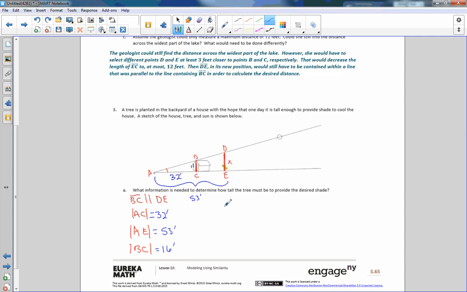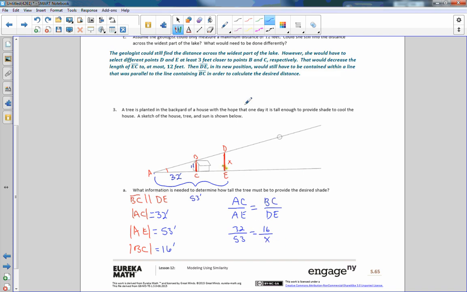Now I can set up my proportion. I know AC and I know AE. So I'd say AC is to AE as BC is to BE. So this little triangle side here is to the big triangle side, as this little triangle side is to this vertical triangle side where the tree is going to be. I plug in my givens. AC is 32. AE is 53. BC is 16. And I don't know the height of the tree, and that's X.